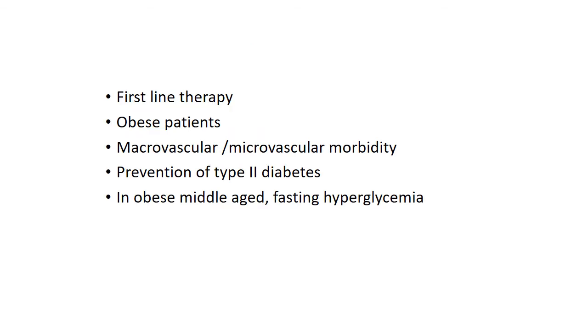It is usually the first line therapy in obese patients with type 2 diabetes mellitus. These drugs, the biguanides, decrease the macrovascular and microvascular morbidity. They are also used in the prevention of type 2 diabetes. They are the drug of choice in obese, middle-aged patients that have fasting hyperglycemia.